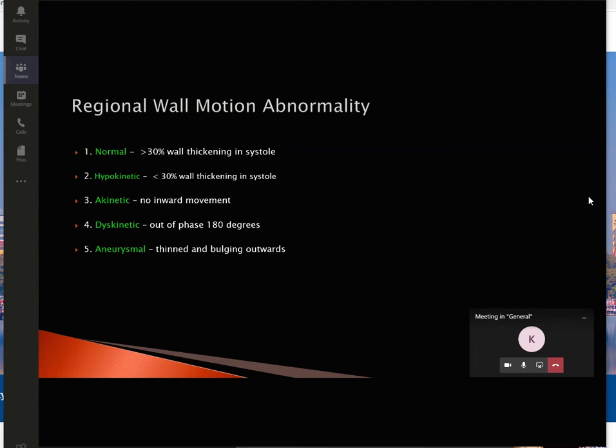Akinetic is no inward movement. Dyskinetic is out of phase, 180 degrees out of phase. Aneurysmal is thinned and bulging outwards. These are the standard definitions of wall motion abnormality. This you should know. What is hypokinesia? Less than 30% wall thickening in systole. This you should know.